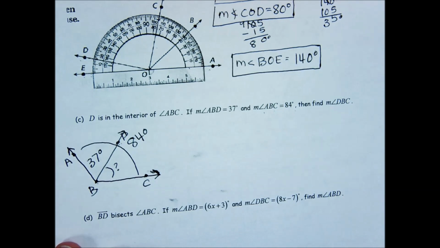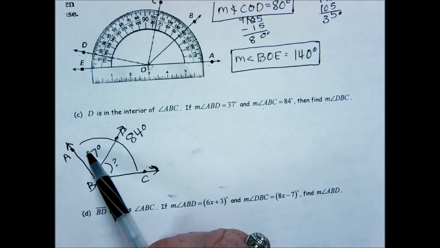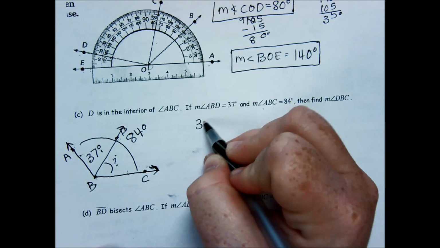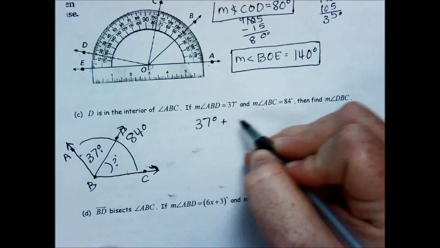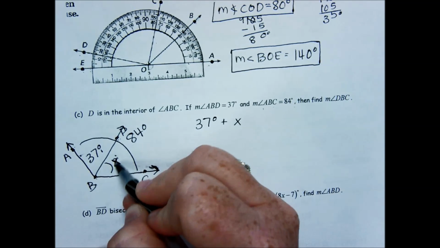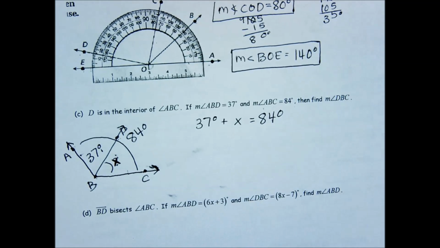Well, back when we were talking about the angle addition postulate, it says if we add this part plus this part, we should get the whole thing. So that means that 37 degrees plus x degrees, because I'm not sure what this is, we'll call this unknown x, should equal 84 degrees. So then we just need to solve.